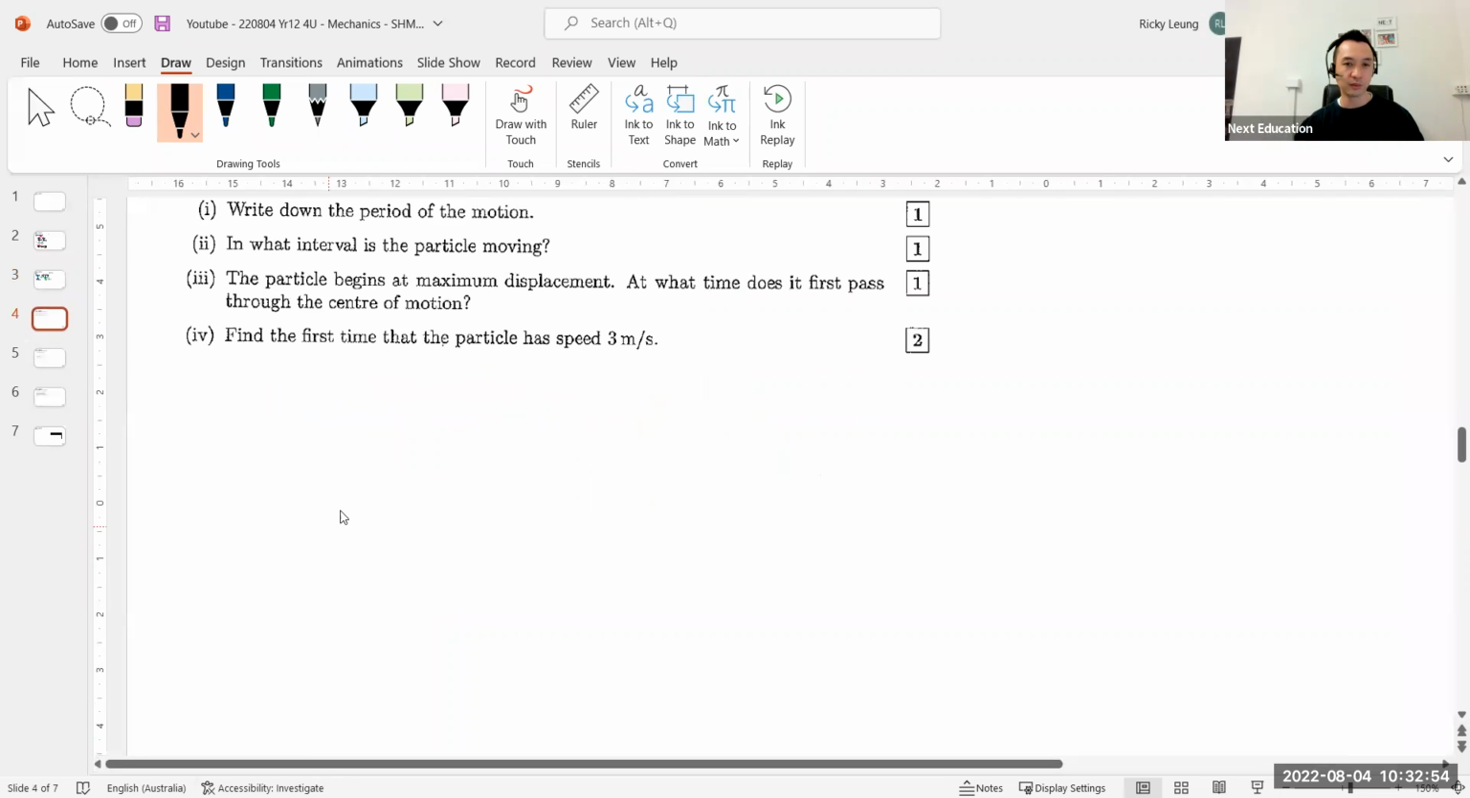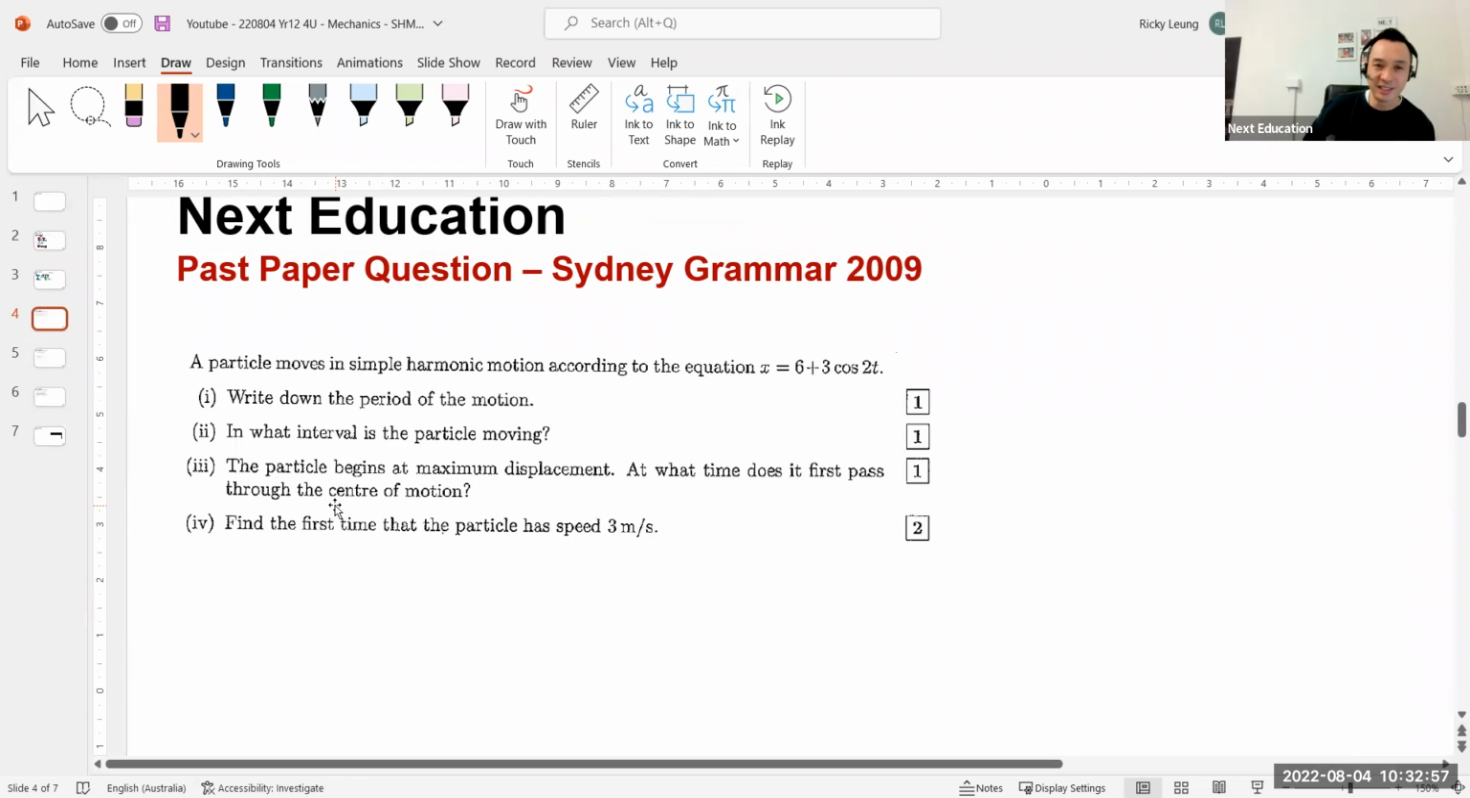So, first question, Sydney Grammar. Now, this isn't really your typical simple harmonic in that if I remove simple harmonic for this, it actually doesn't make a difference. It's actually just a motion question, but I thought I'd start there. So let's see. Look at the marks though, 5 marks, nice.